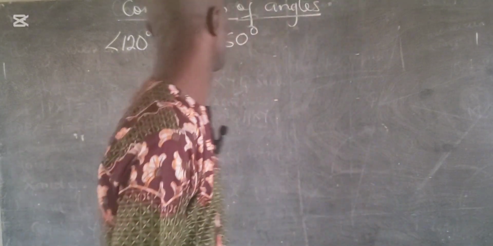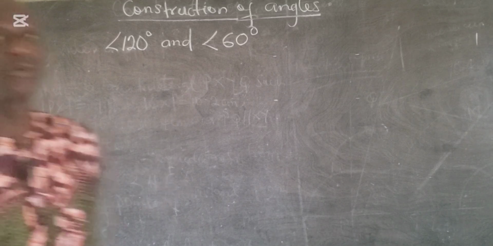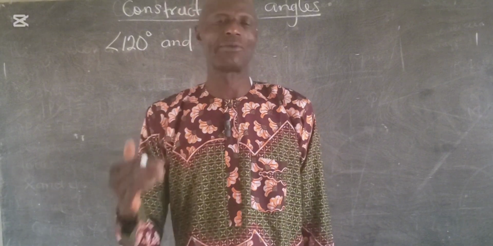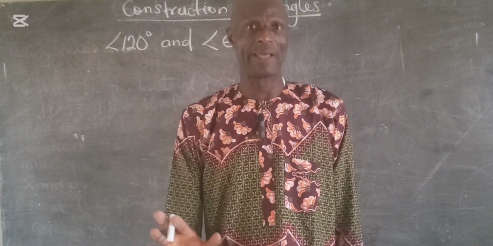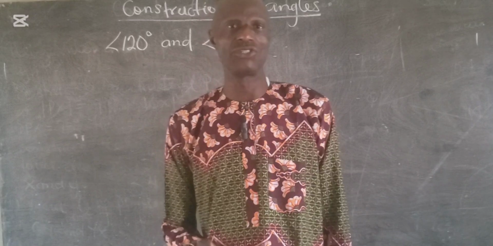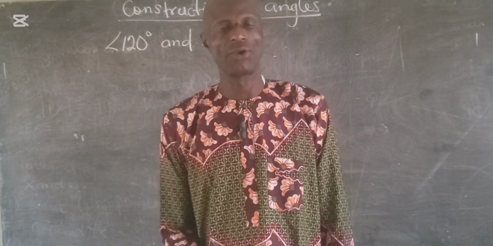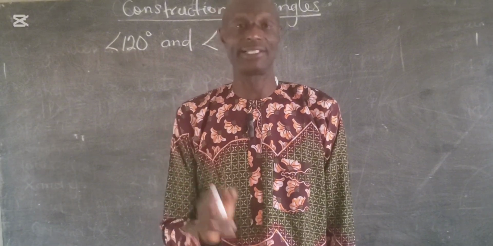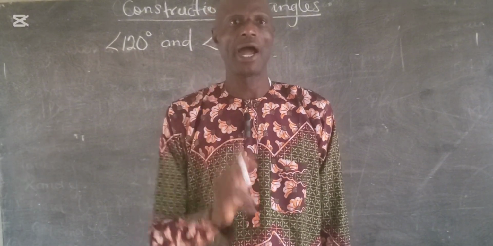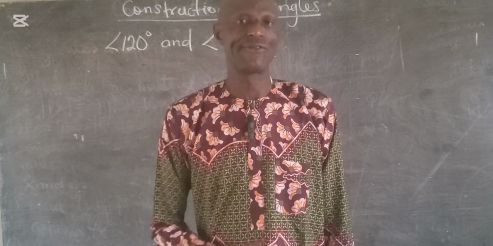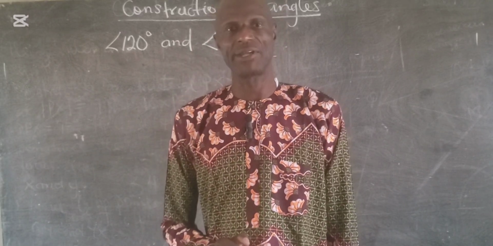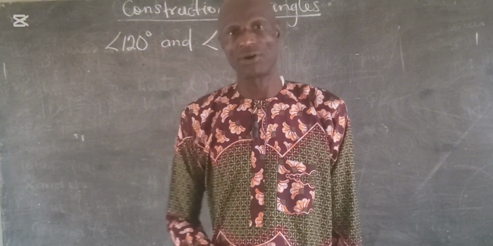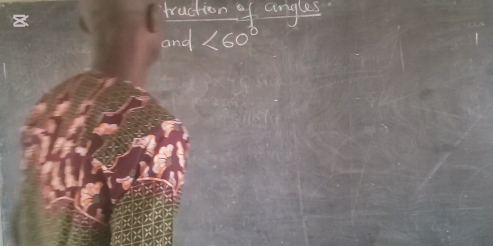God bless you. Now, before we go into construction, there are some angles you can construct and some angles you cannot construct, you measure them. Angle 120, you can construct using your pair of compass and your ruler. Angle 60 degree, angle 30 degree, angle 15 degree, angle 90 degree, angle 45 degree, angle 75 degree, 105, 135, and 150. Those are the angles you can construct.